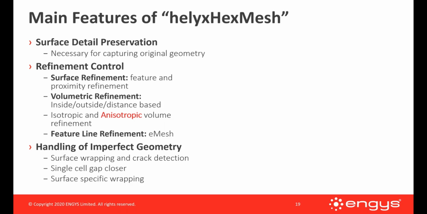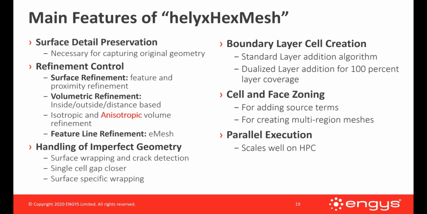And then finally, handling of imperfect geometries. There's different methodologies for surface wrapping, crack detection, single cell gap closure, surface specific wrapping. So if there's holes in the geometry, then there's ways to handle this during the meshing process. Next, we've got boundary layer cell creation. There's a standard layer addition algorithm, then there's a dualized layer addition algorithm for 100% layer coverage.